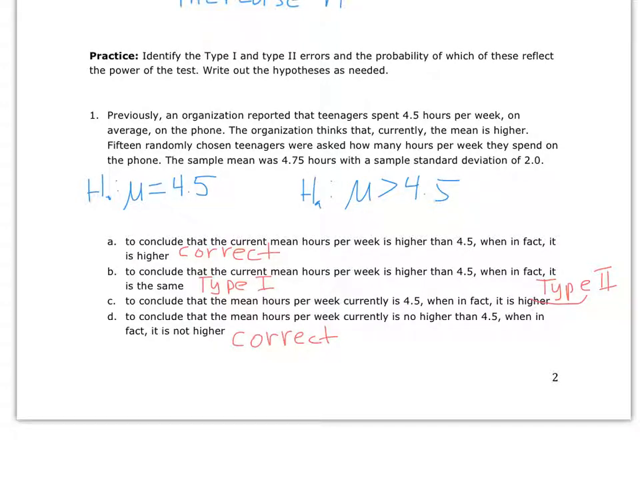Okay, remembering that the null is it's equal to 4.5, we are rejecting that here. We are concluding that it's higher, and it actually is higher. All right, so it's A that reflects the power of the test. So the probability of that conclusion is 1 minus beta.